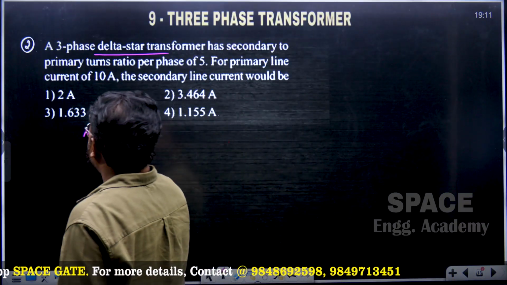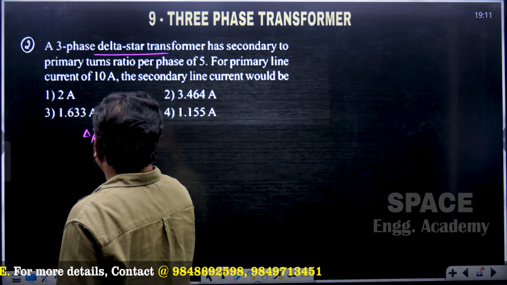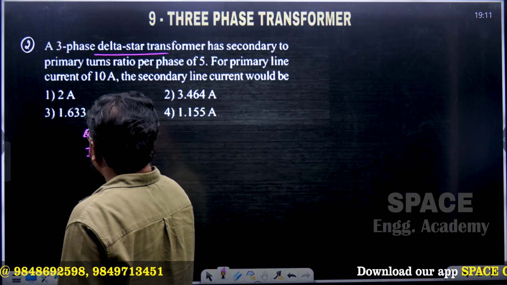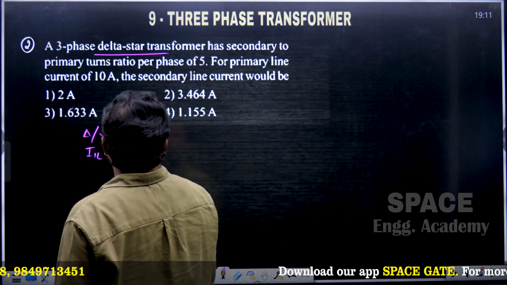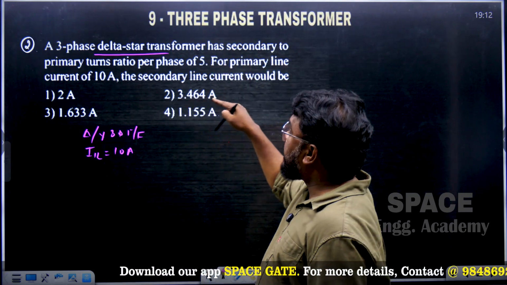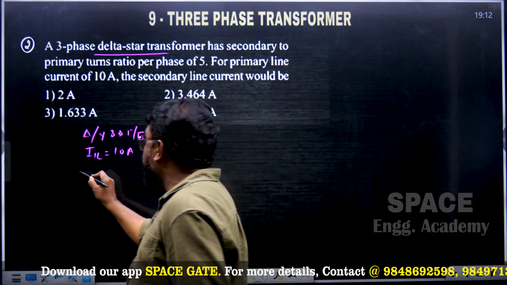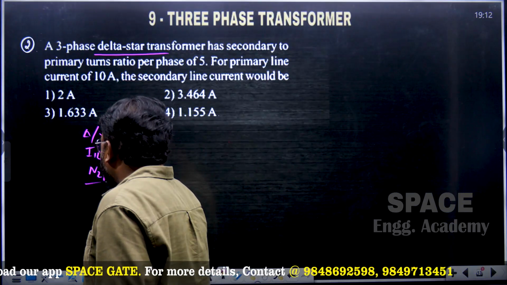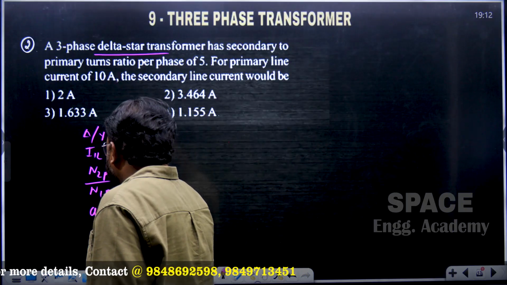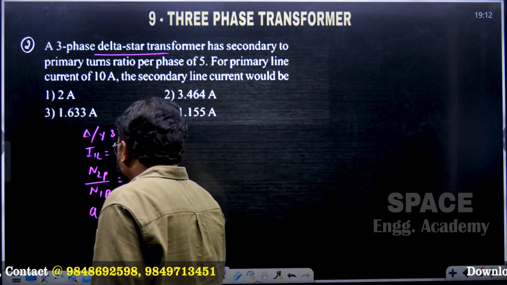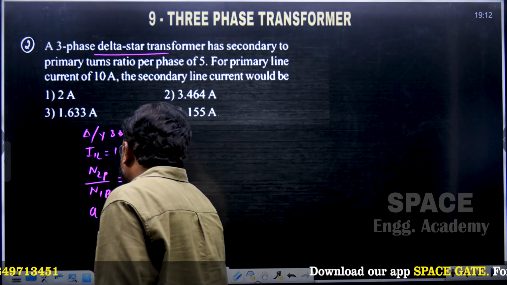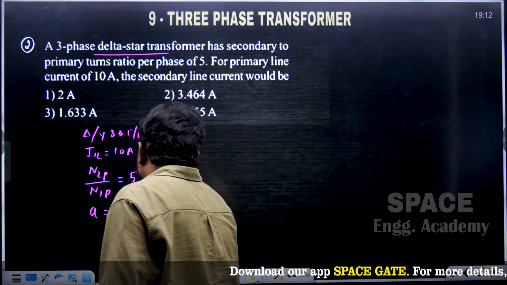So a delta star 3-phase transformer was given, and the line current I1L is equal to 10 amps. And this point is important: the turns ratio is from secondary to primary. It is given in the question, N2 phase divided by N1 phase is equal to 5. Therefore, A is always the primary phase value N1 divided by the secondary phase value N2, so it is equal to 1 by 5.